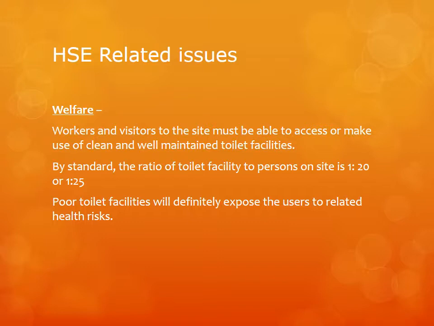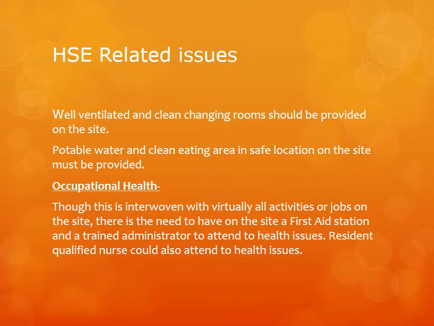Okay, workers and visitors to the site must be able to access or make use of clean and well-maintained toilet facilities. By standard, the ratio of toilet facility to persons on site is supposed to be 1 to 20 or 1 to 25. Poor toilet facilities will definitely expose you. Well-ventilated and clean changing rooms should be provided on the site. Potable water and a clean eating area in a safe location on the site must be provided.